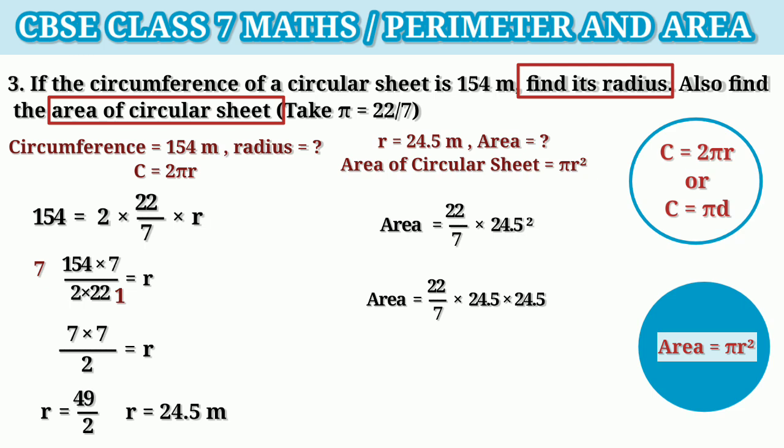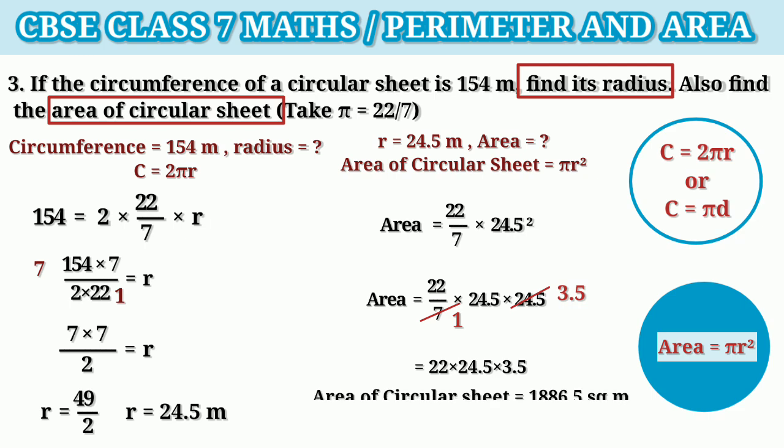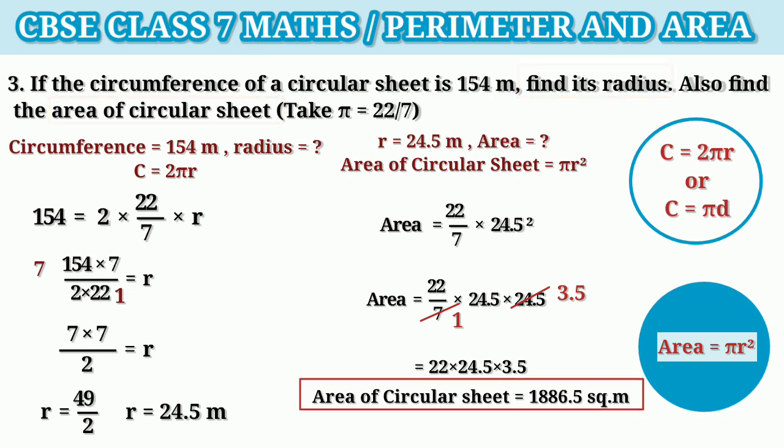24.5 is divisible by 7. If you divide it, you will get 3.5. So we will use 7's table. 7 ones are 7 and 7 3.5s are 24.5. Means now it is 22 into 24.5 into 3.5. On multiplication, we get the area of the circular sheet as 1886.5 square meter.